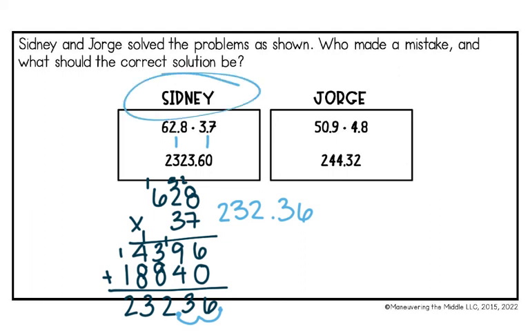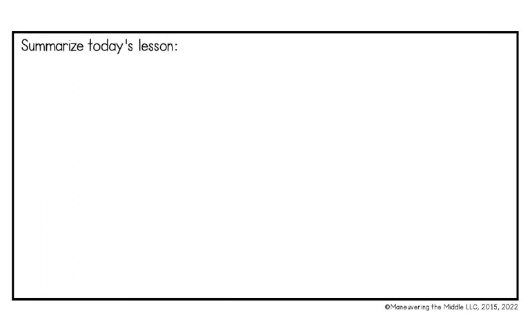And because it said who made a mistake, we know that only one of them made a mistake. So we know that Jorge, by default, is correct. All right, now go ahead and take a minute to summarize what you learned in today's lesson.